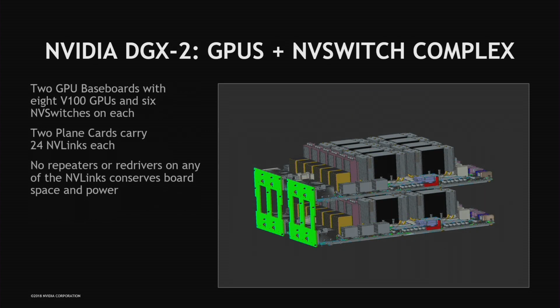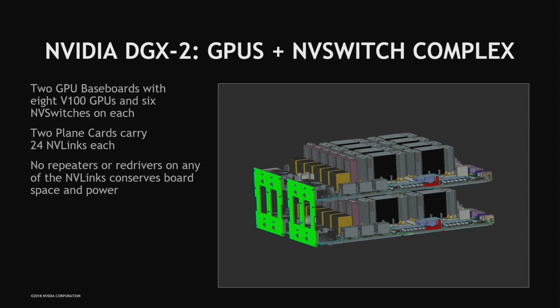Physically, that building block I mentioned, 8 GPUs and 6 switches, all fits on one great big PCB. We call that board a GPU baseboard. The DGX-2 has 2 of those, as you'd expect. And we connect them together with a pair of passive PCBs that we call plane cards.